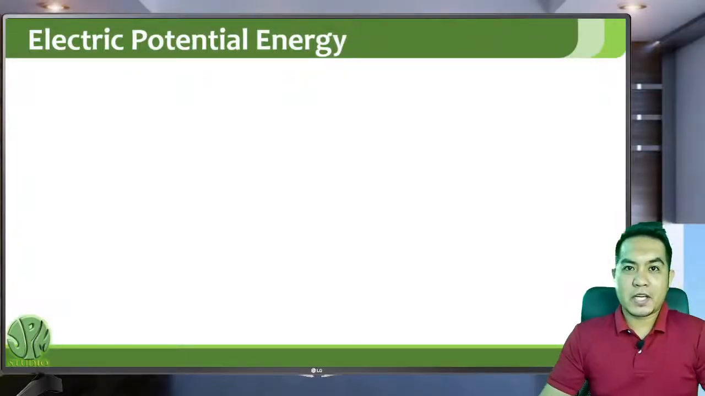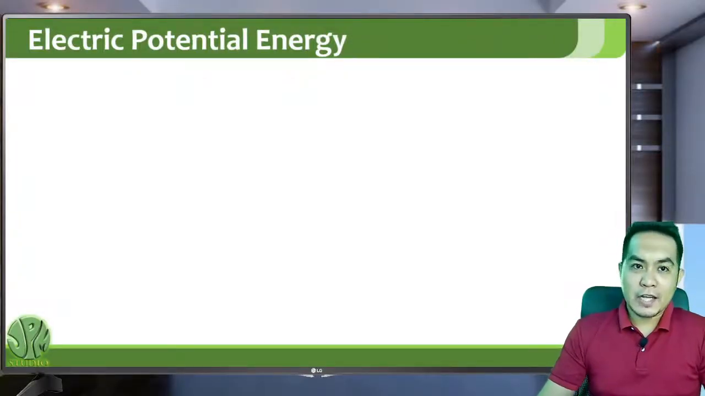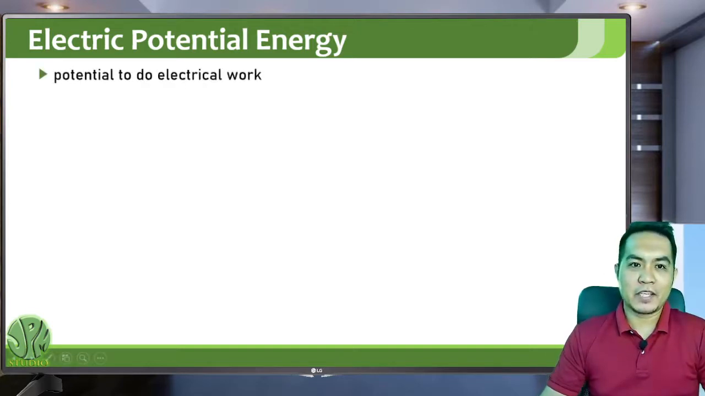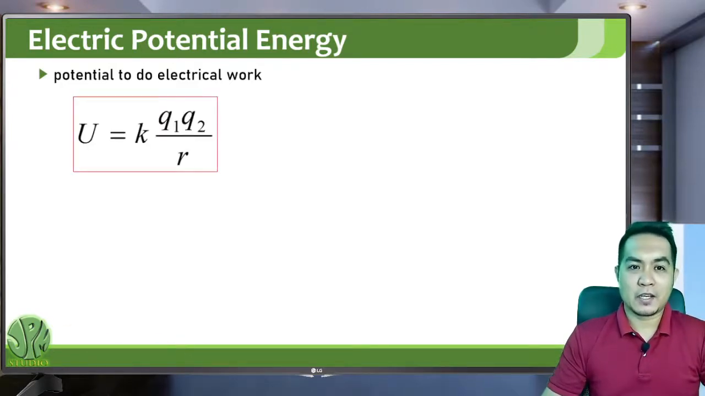Before we discuss electric potential, it's actually related to a quantity called electric potential energy. So basically the potential to do electrical work. It's analogous to gravitational potential energy and elastic potential energy. So, potential to do work, in this case, electrical work.